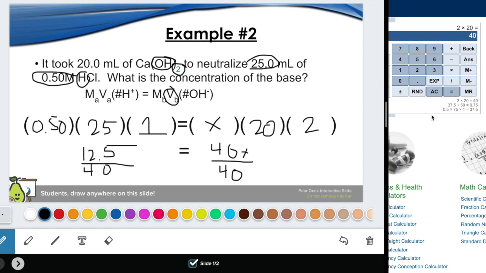And so we're going to come over here to our calculator, and we are going to do 12.5 divided by 40, which gives us 0.3125. I'm going to round this to the hundredths place, which is going to give me a molarity of 0.31 M. So this is going to be my final answer.